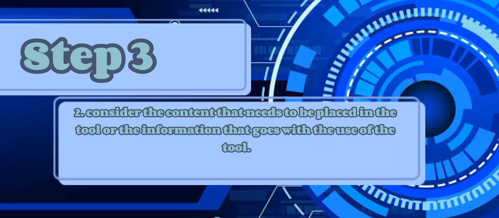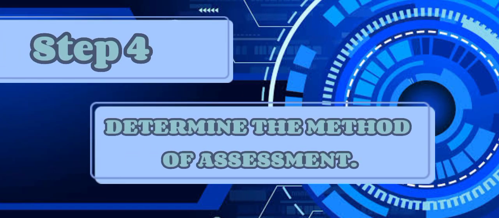Number 2. Consider the content that needs to be placed in the tool or the information that goes with the use of the tool. So check first if your lesson goes along with the tool, and make sure that the content or information placed in the tool is suitable for the students' thinking capacity. Step 4. Determine the method and assessment.